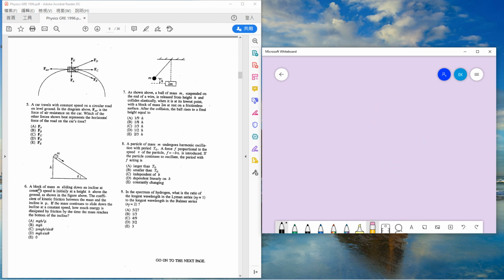Okay, number 6 is the block sliding down an inclination. So there's an object M here, and the coefficient of kinetic friction, there's a friction here, and the mass continues to slide down at a constant speed. And then what is the friction? How much energy is dissipated?